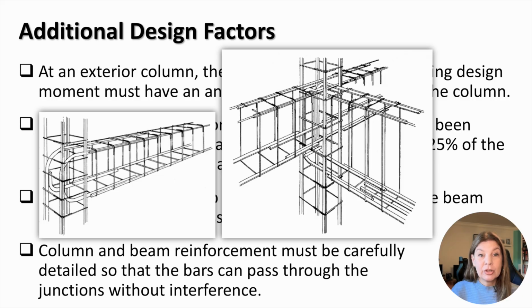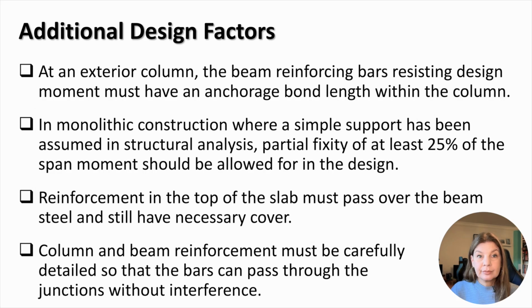In monolithic construction, where simple support has been assumed in structural analysis, partial fixity of at least 25% of the span moment should be allowed for in the design. Reinforcement in the top of the slab must pass over the beam steel and still have necessary cover. Column and beam reinforcement must be carefully detailed so that the bars can pass through the junctions without interference. An example of a well-designed reinforcement at a beam-column connection can be seen in this picture.